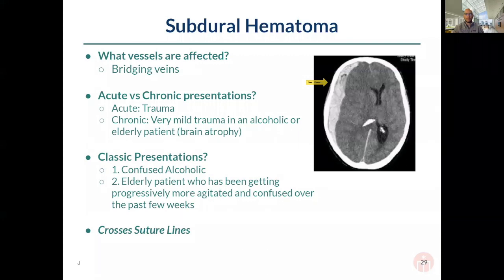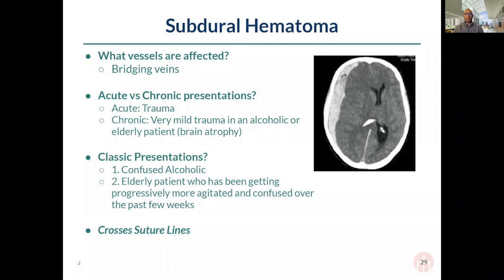The idea being that elderly patients generally are going to have some degree of cerebral atrophy, and that cerebral atrophy increases the span or distance that these bridging veins have to travel before they reach the dural venous sinuses, which means there's more space to snap these guys.